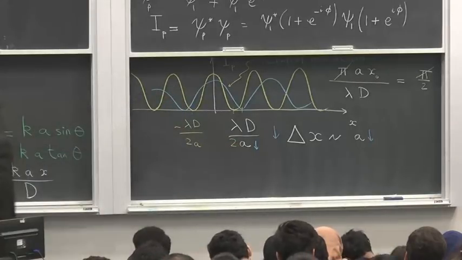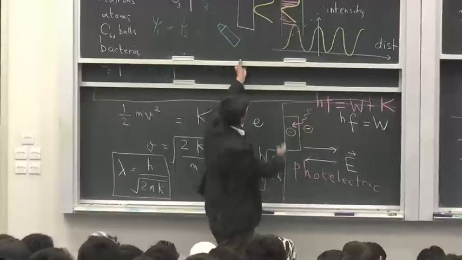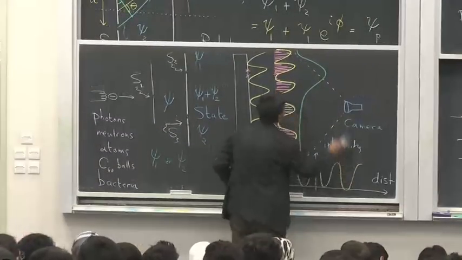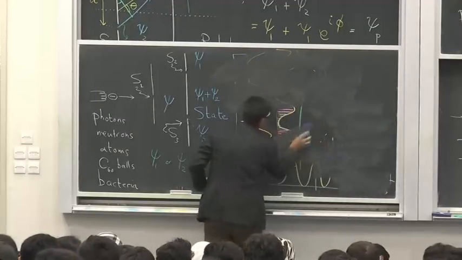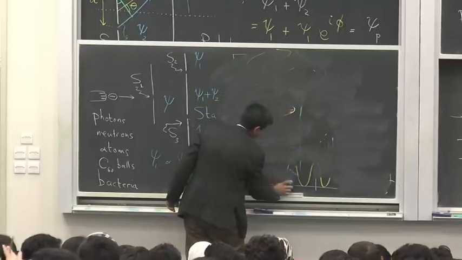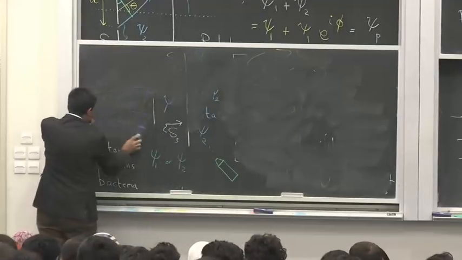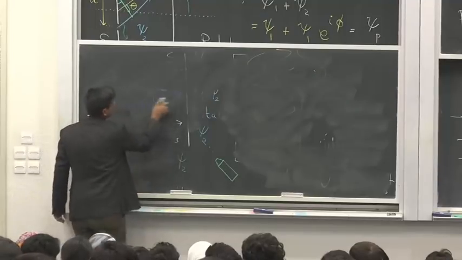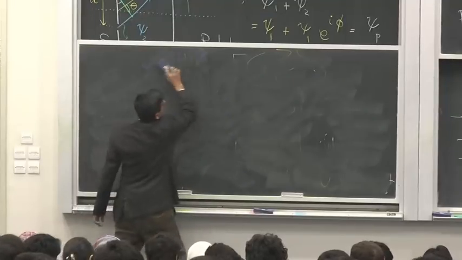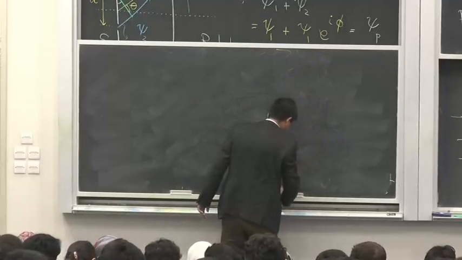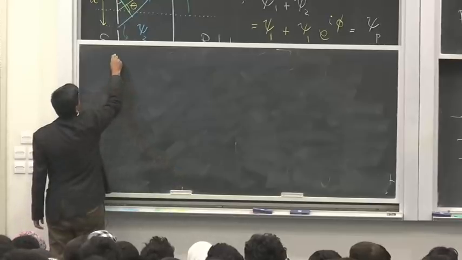Good. Now the question is, how is the width of the lobe corresponding to the momentum? What does that have to do with the momentum? Let me first answer my own question, then I'll take questions from your end.